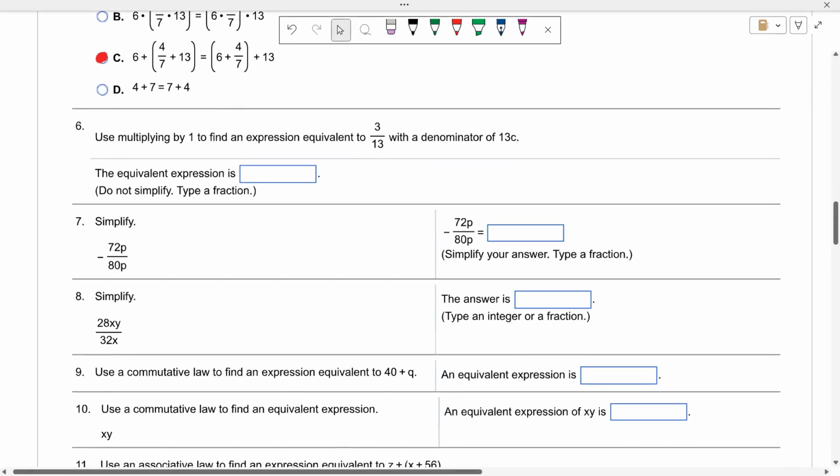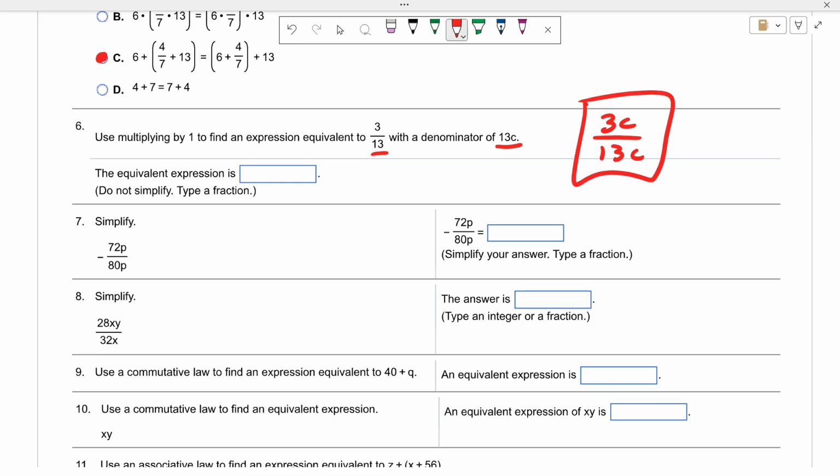Using the multiplying by 1 to find the equivalent expression to 3/13 with a denominator 13C, what would we multiply the numerator by? If the denominator becomes 13C and it was 13, what's the numerator going to be? 3C. So the equivalent expression would be 3C over 13C.